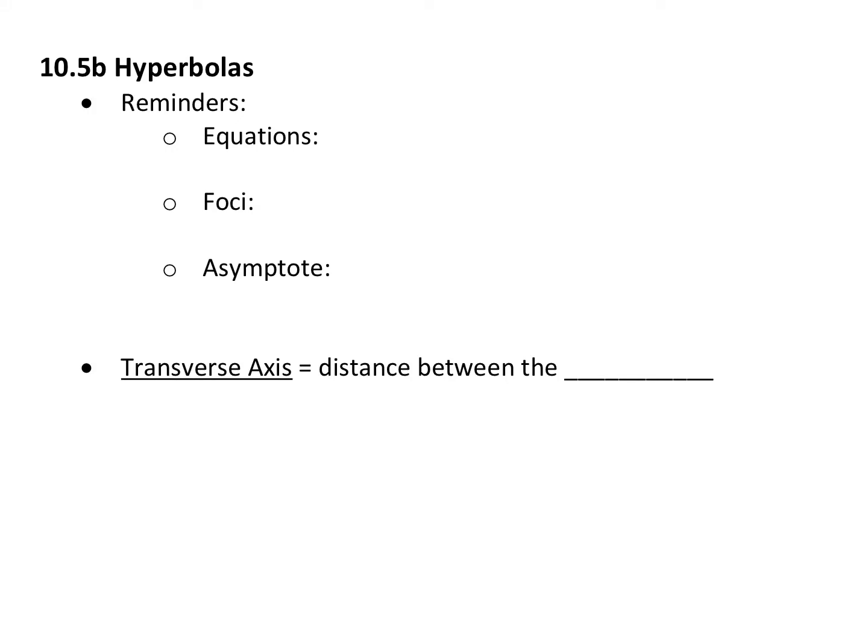Reminders, okay? This is the stuff we did on Friday. The equation, when we are doing hyperbolas, uses subtraction, right? So it's either x squared over a squared minus y squared over b squared equals 1, or flip that around, y squared over b squared minus x squared over a squared equals 1. You don't even necessarily need to write that down. You have it in your notes. This is just me refreshing, okay?